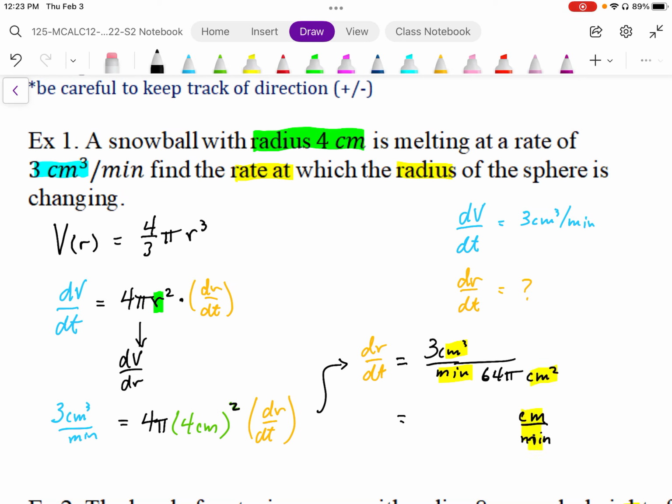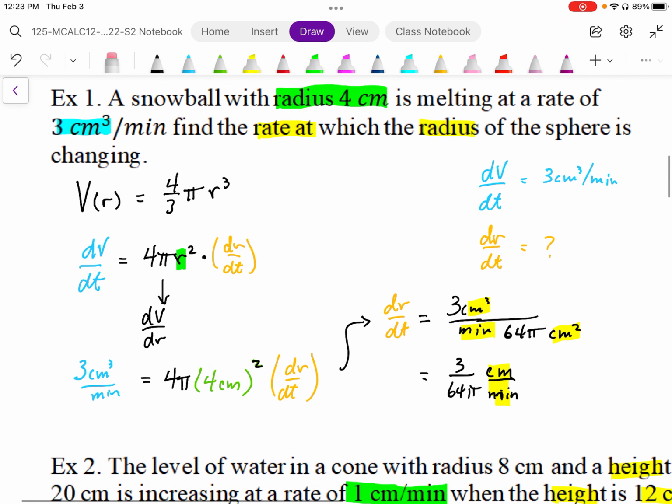And so what's left over then is I end up with 3 over 64 pi, and the units are going to be centimeters per minute. That's how fast the radius is changing. Okay, so that's my dr by dt, and it's approximately equal to, if I use my calculator here, 3 divided by 64 pi, and that's going to be 0.0149. So I'm going to round that to 0.015 centimeters per minute.